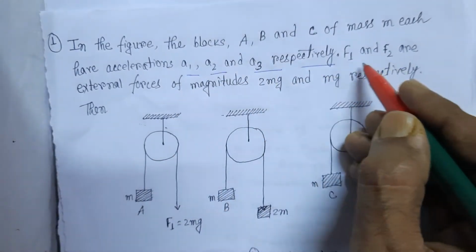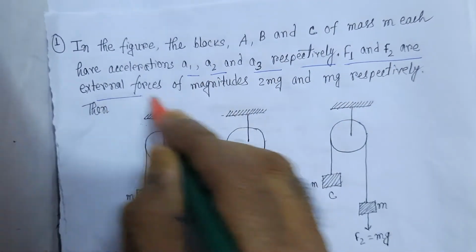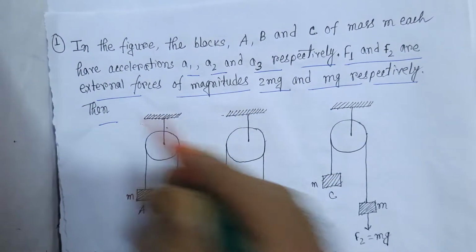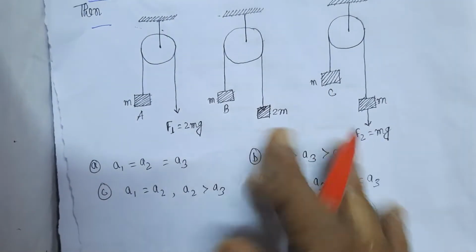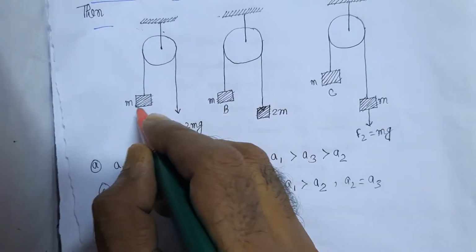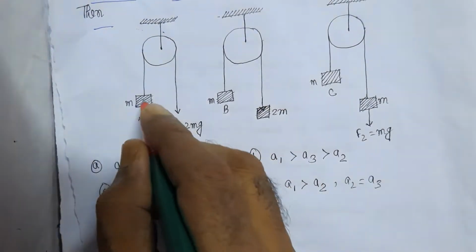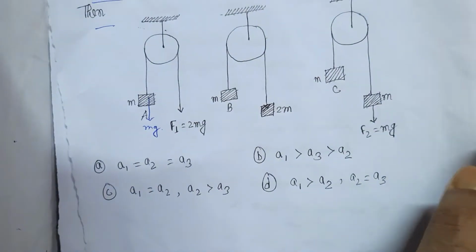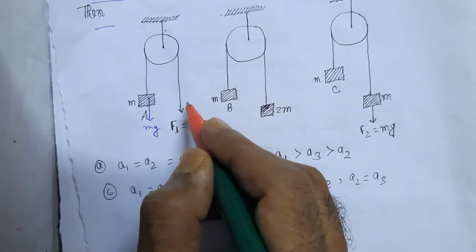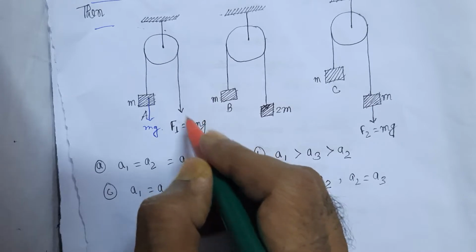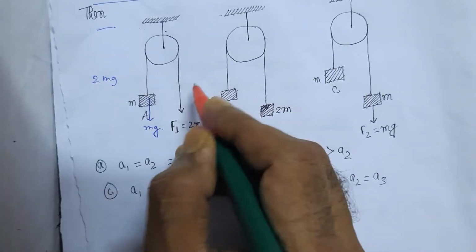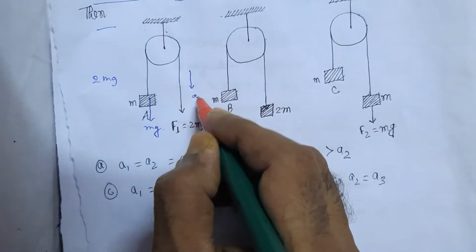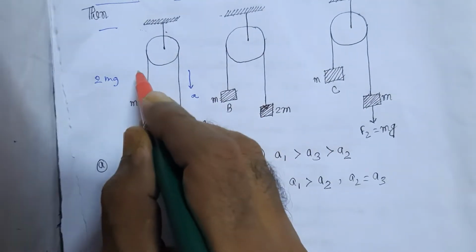and A3 respectively. F1, F2 are the external forces of magnitudes twice mg and mg respectively. Now here in the first picture, there is a mass m hanging, so the corresponding weight mg is acting in the downward direction. So the net external force acting on the system is 2mg, twice mg. For the higher force, the system will go down here. So m mass will go off.